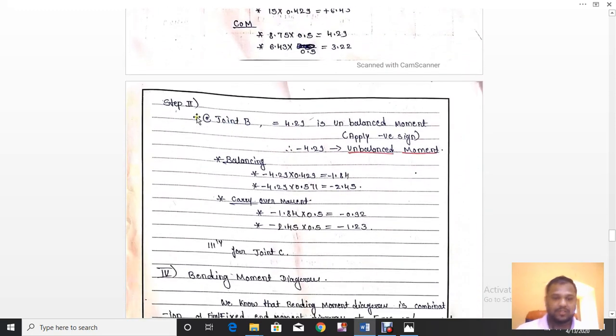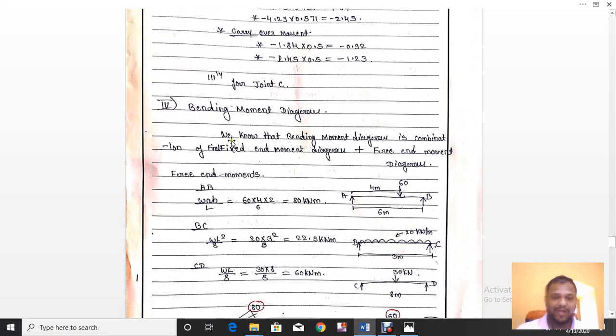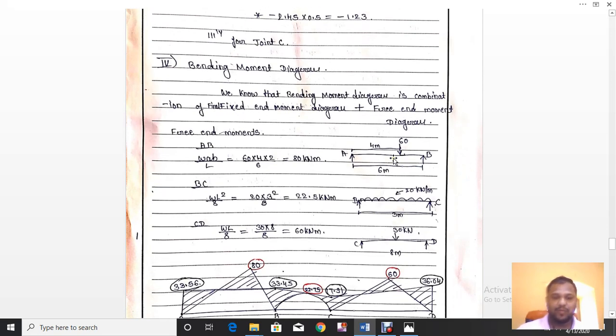So now step number 4, bending moment diagram. So we know that bending moment diagram is a combination of final fixed end moment diagram plus free end moment diagram. So free end moment diagram is WAB divided by L for span AB. For BC, WL square divided by 8. For CD, WL by 8. It is nothing but a bending moment.